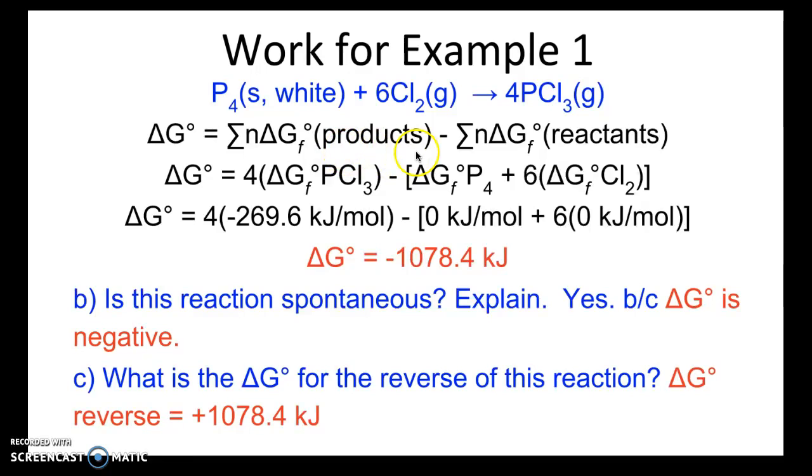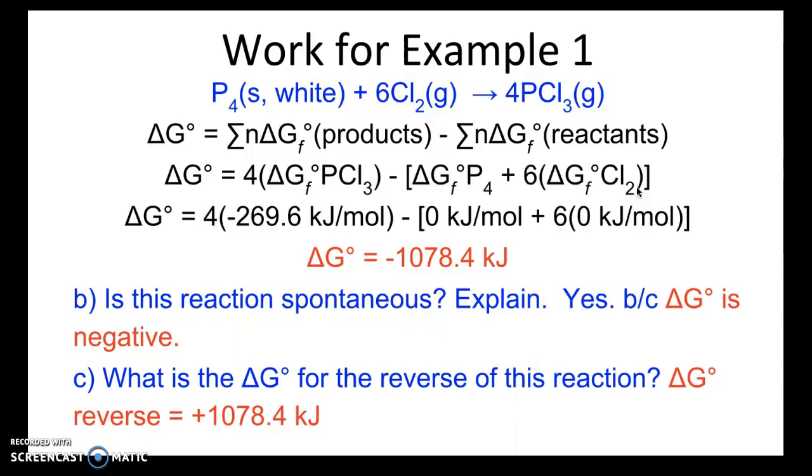So we start off with the products, and you've seen this before. There are 4 PCl3s, so I'm going to take the delta G of formation of PCl3 and multiply it by 4, the coefficient. And I'm going to subtract from that the reactants. There's only one product, and there are 2 of the reactants: the delta G of formation of P4 plus 6 times, because there's a 6 here, the delta G of formation of Cl2.